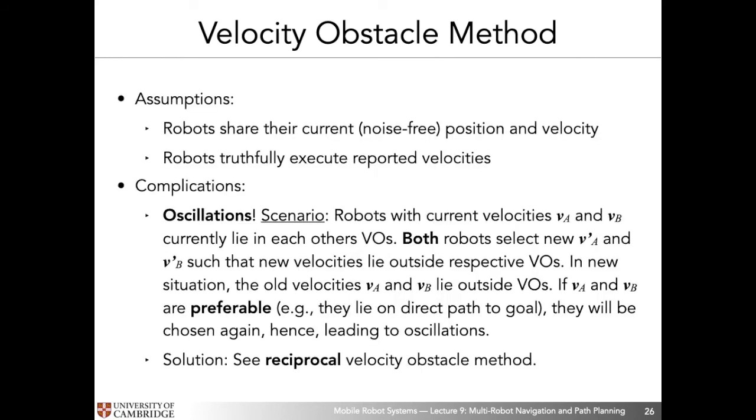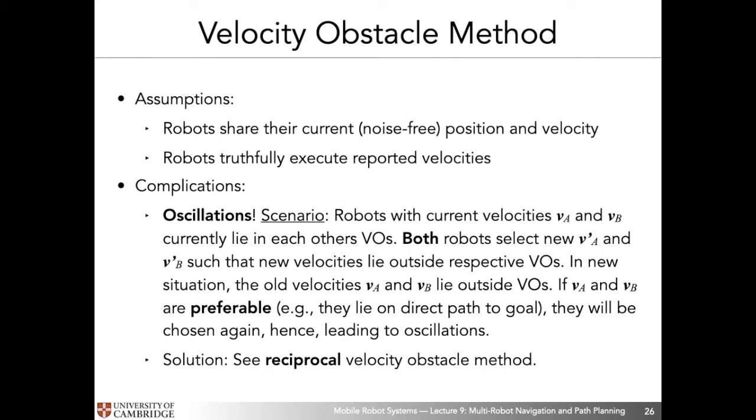So just to summarize, there are two key assumptions that the velocity obstacle method makes. The first one is that robots need to share their current position and velocity, and we're assuming that they're noise-free. And we're also assuming that the robots will truthfully execute these reported velocities so that they don't change them, right, until the plans have been made and executed, right?